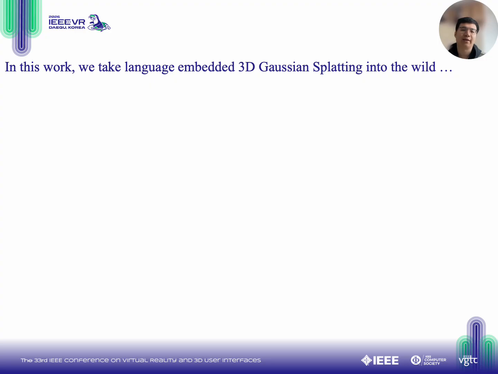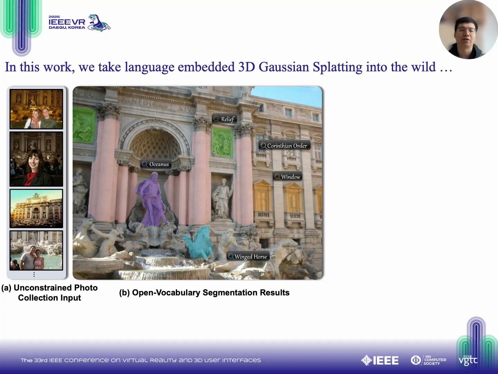In this work, we take language-embedded 3D Gaussian splatting into the wild. Given unconstrained photo collections as input, our method enables high-quality open vocabulary segmentation, and we demonstrate a variety of applications.